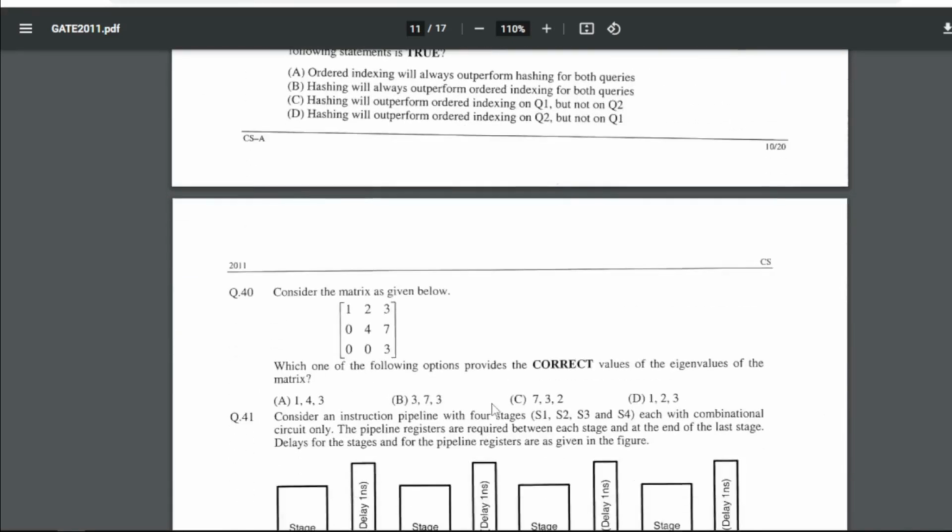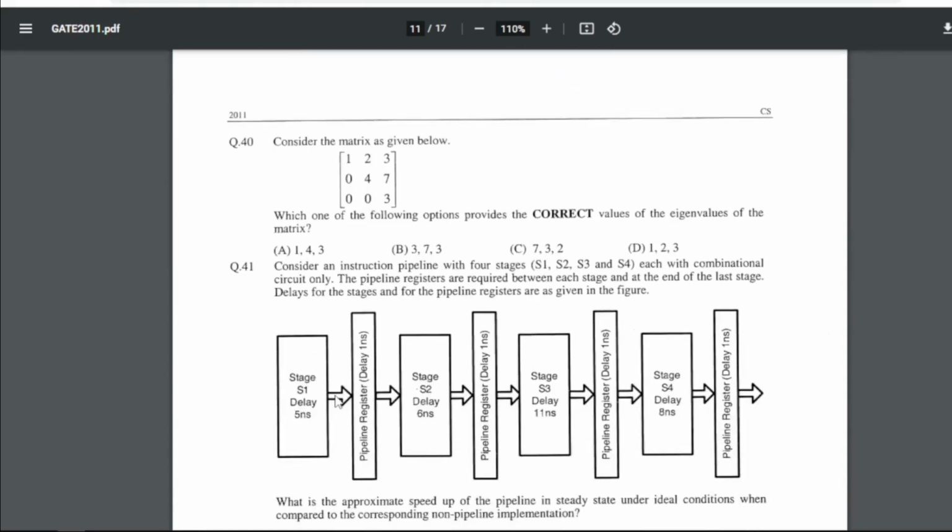40: Consider the matrix as given below. Which one of the following options provides the correct value of the eigenvalues of the matrix? So for 40, our answer will be A, that is 1, 4 and 3.